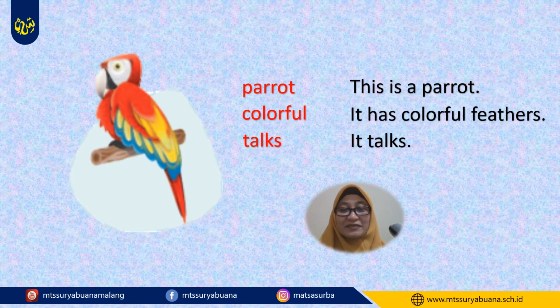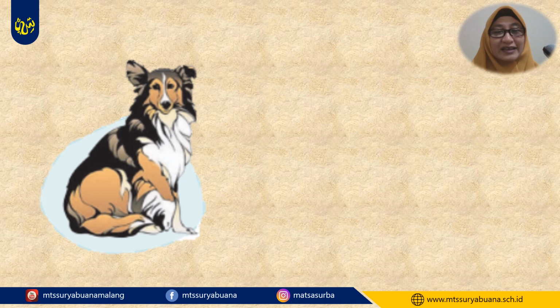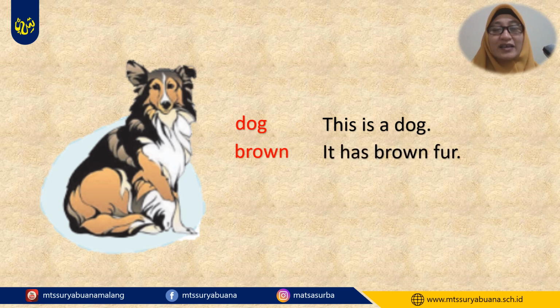Let's see the first one, parrot. We can say this is a parrot. It has colorful feathers and it talks. Let's continue to describe the dog. We can say this is a dog. The color, it has brown fur. And then the activity, it barks.